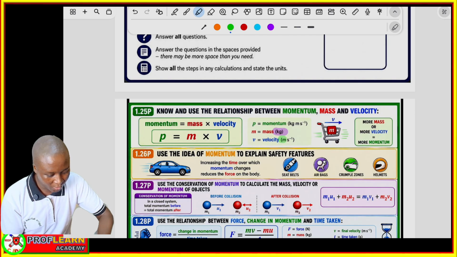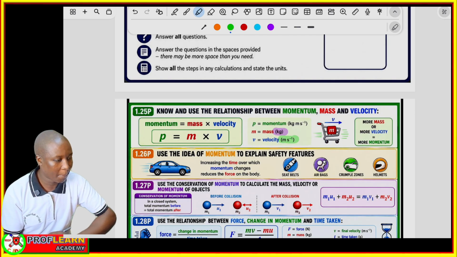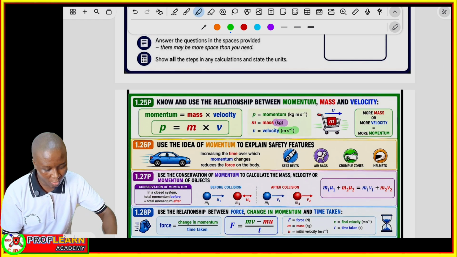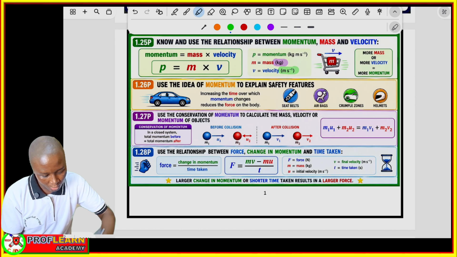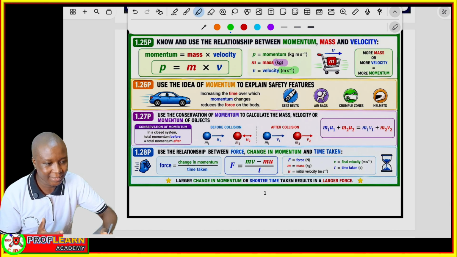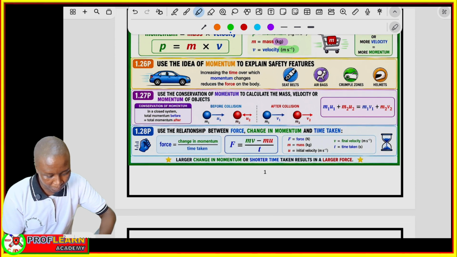Also, within this topic, you need to remember the relationship between force, mass, and acceleration. Force, mass, and acceleration is given by the formula F equals ma. And also, we can talk of the concept of force as the change of momentum over the time taken. In momentum, we usually use final momentum minus initial momentum divided by the time taken. That is going to give you what we call force.